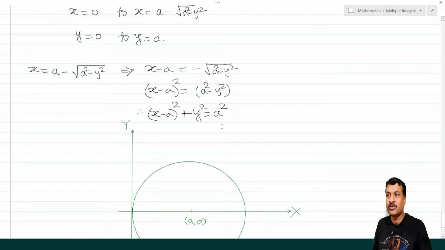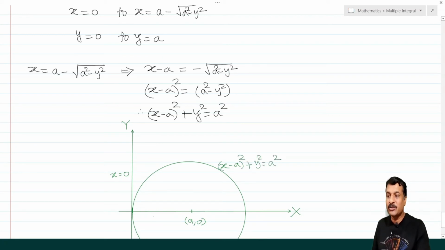How? Note that here, x varies and y is constant. Y constant means it cuts the y-axis, so the given strip is horizontal from x equal to 0. What is x equal to 0? It is the y-axis. And this is the circle. So what is the equation of this circle? It is (x minus a) whole square plus y square equal to a square.